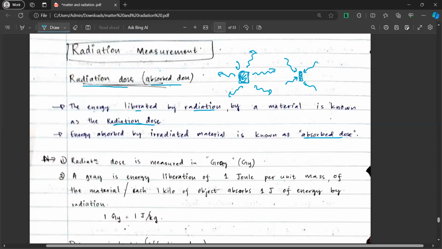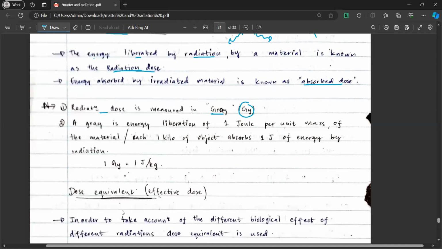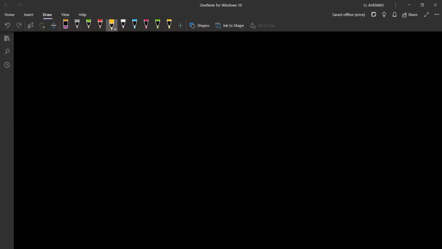Okay. The unit we use to measure radiation dose is gray, and the unit symbol for gray is Gy, capital G, simple y. And if we look at the definition of gray, a gray is energy liberation of 1 joule per unit mass of the material, or it is 1 kilo of object absorbing 1 joule of energy by radiation. Was the definition clear? No, right? No. So let's look at what 1 gray is once again.